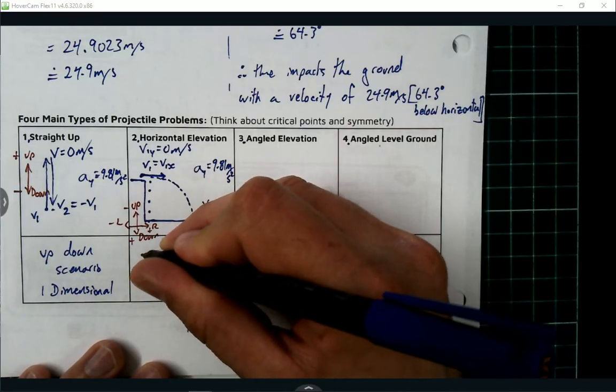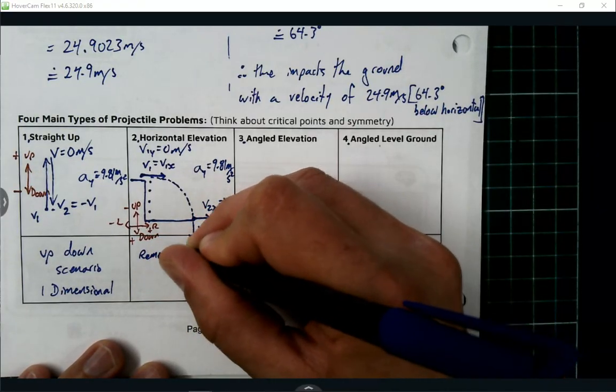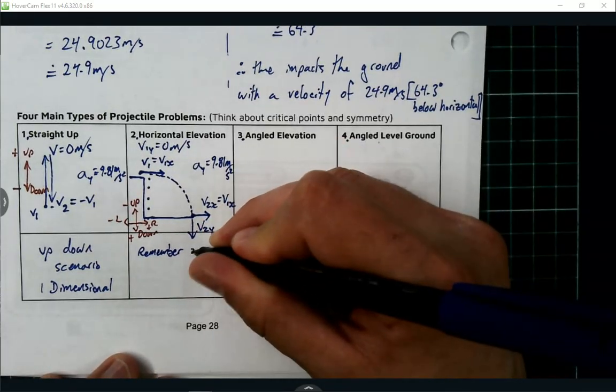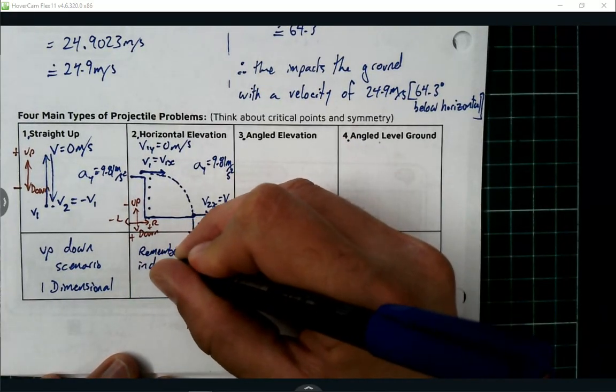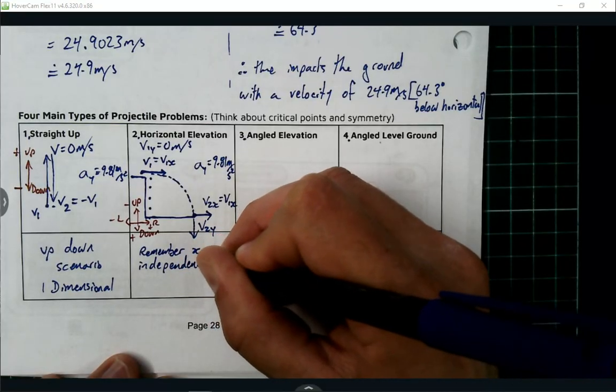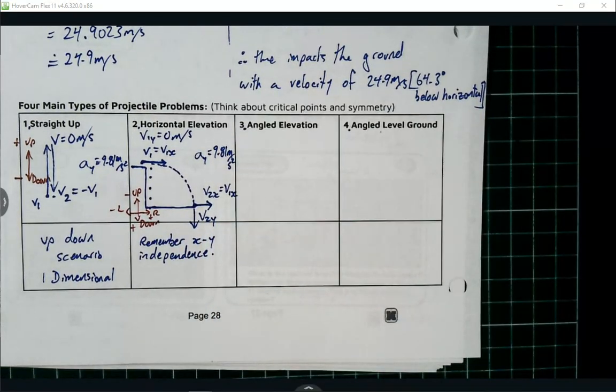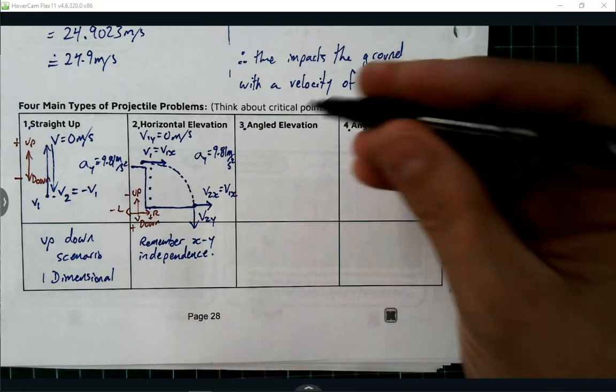I'll just make a little note to myself. Remember, x, y, independence. And if you're following along in the notes, that means something to you, because that means that we can only have x variables go into equations together, and we can only have y variables go into equations together. The only exception to that is that time can go into both, because the amount of time you're in the air for before you hit the ground is also the amount of time you're in the air for to travel forward, right? So that's a shared variable. But everything else, the x stuff has to play together and the y stuff has to play together.